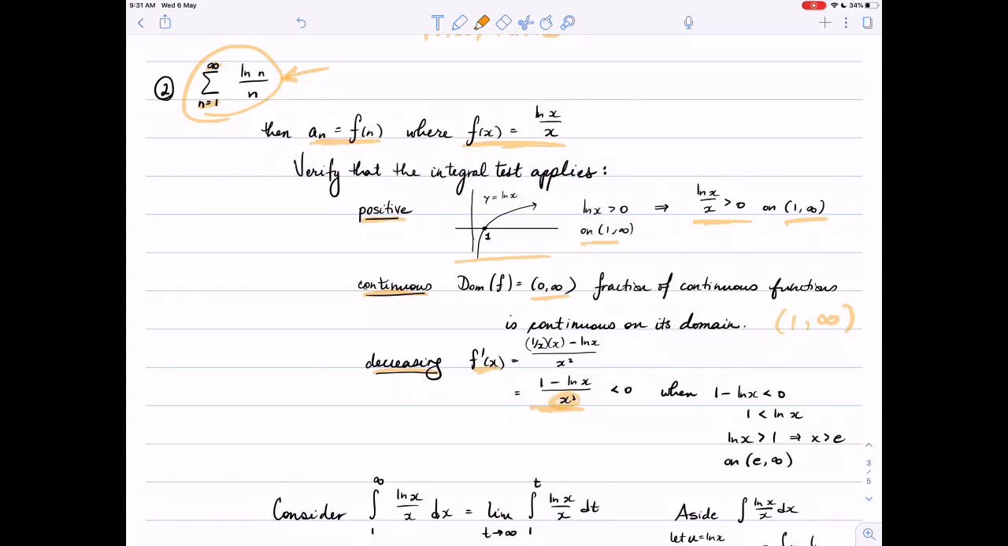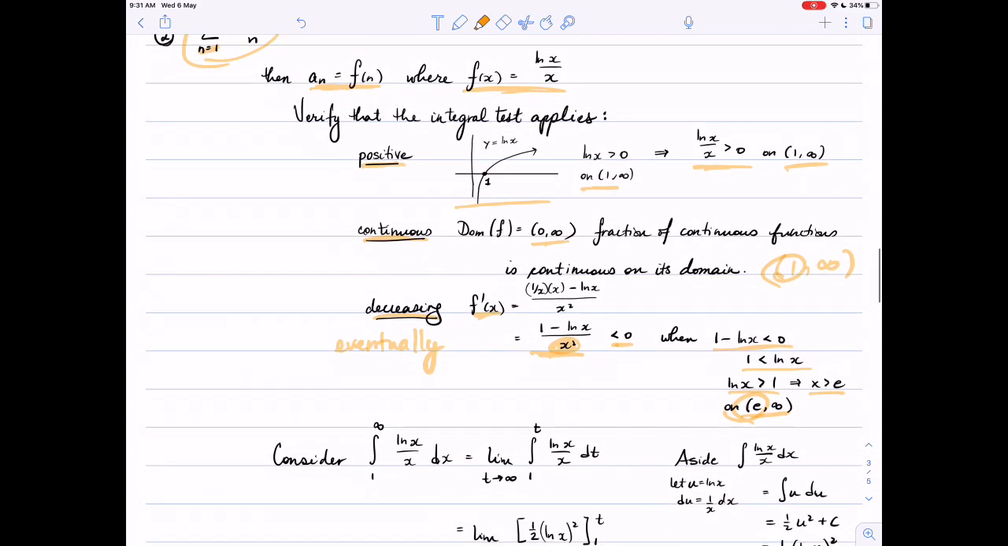This is a positive denominator, so the derivative is less than 0 when the numerator is less than 0, which, if you solve that inequality, 1 minus ln x is less than 0, so ln x is greater than 1, which is x is greater than e, so on e to infinity. So you'll notice that those do not match. That is okay, as long as these things are eventually true, at some constant to infinity, then it is fine.